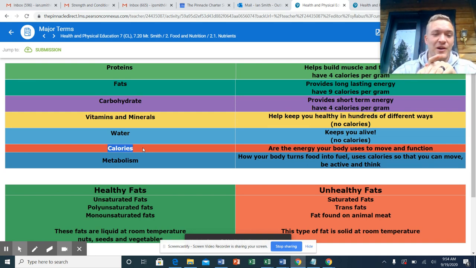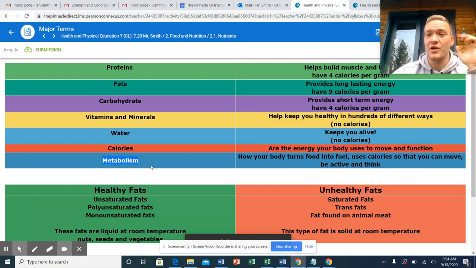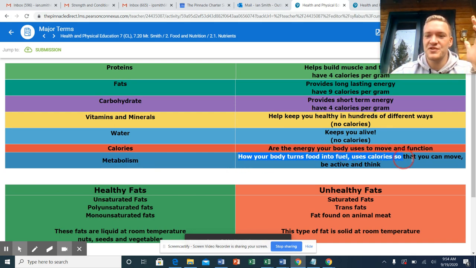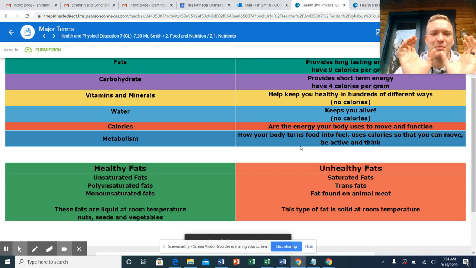So BMR, very, very important. This is the energy that your body is using to move, function, think, everything. And then your metabolism is also called our basal metabolic rate. Those things are synonyms. They're very, very similar. It's how fast your body turns food into fuel and uses those calories to move, think, and be active. So basal metabolic rate and metabolism are the same thing. Scientifically, they're just a hair different. There's just a couple differences, but really they are the same thing.